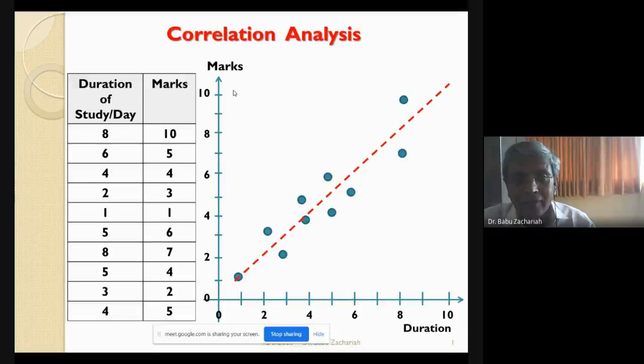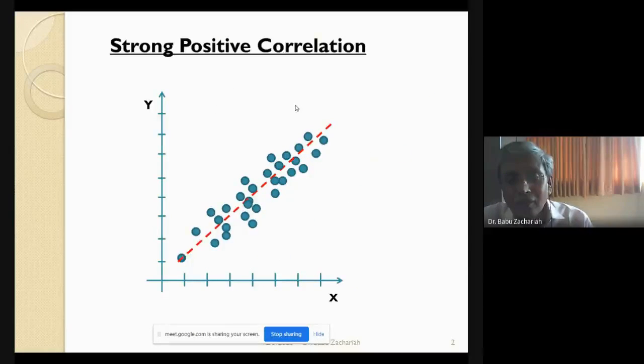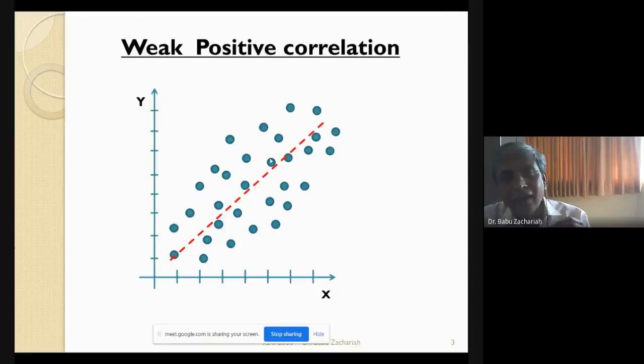And then we have seen that if the dots are very close to the line, and if the line is increasing like this, as one increases, the other also increases, we say it is strong positive correlation. Next, again here we have positive correlation, but the dots are not very close to the line. So we say that this is weak positive correlation.